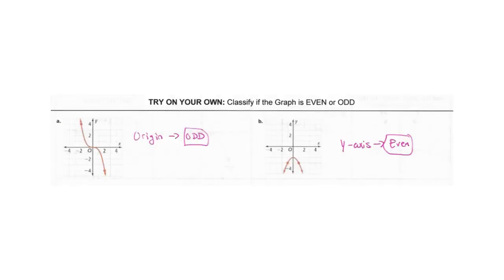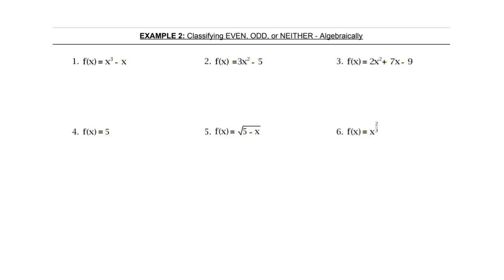If we look, A is origin symmetry. The x's are opposite and the y's are opposite for the symmetric points. And then the next one, the x's are opposite and the y's are the same. Therefore, it's y-axis symmetry and even. All right, so now we'll do it algebraically.